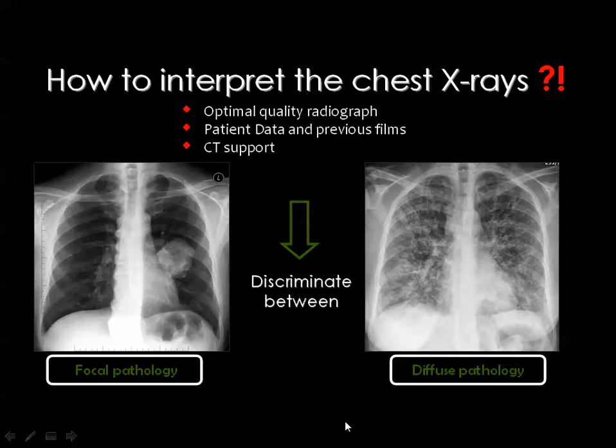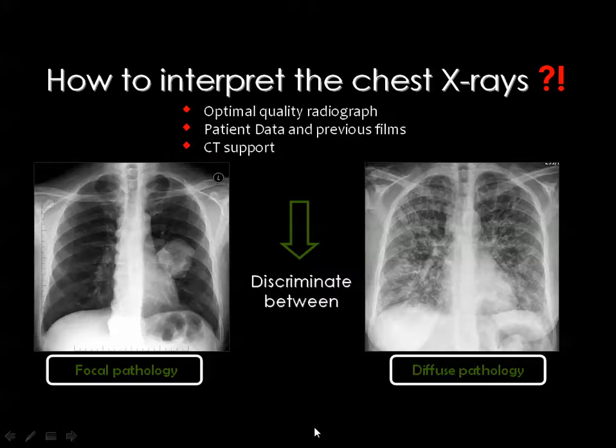And if you cannot reach the diagnosis from the plain films, you should have the CT support. Then putting the chest X-ray on the viewer, you have to discriminate between two main pathologies. The first one is the focal lung lesion, and the second one is the diffuse lung disease. By focal lung lesion, we mean that we have a lesion or two or three or four, but the rest of the lung fields are clear. Diffuse lung pathology means that both lung fields are involved by disease.